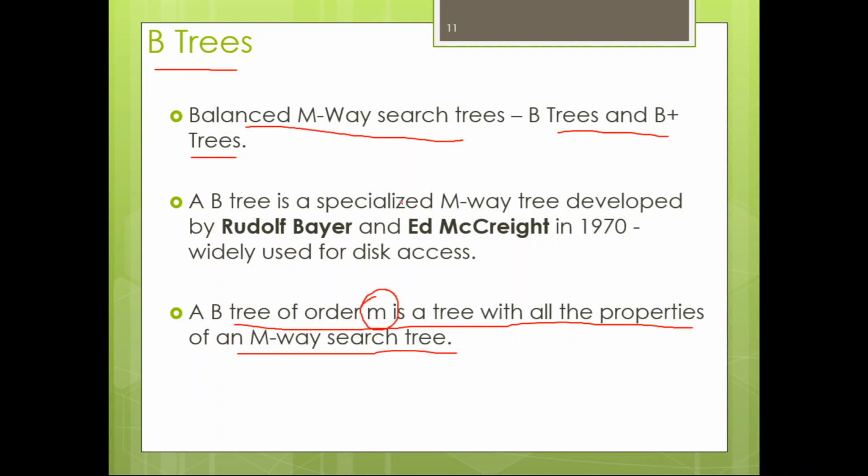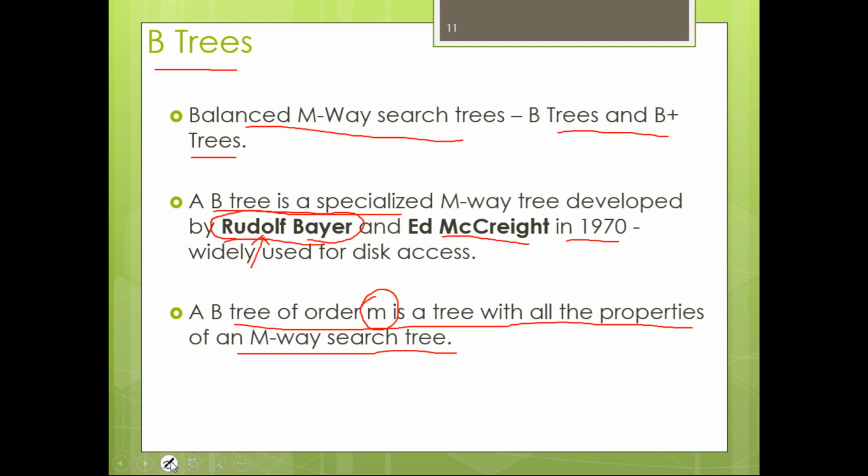Now who introduced this concept of B tree? Okay, B tree is a specialized M-way search tree which was developed by Rudolf Bayer and Ed McCreight in the 1970s itself. Okay, so this Rudolf Bayer is also the person who introduced the red black tree. Okay, and he is also part of the B plus tree. So Rudolf Bayer is involved in the invention of all 3 trees: red black trees, B trees, and B plus trees.